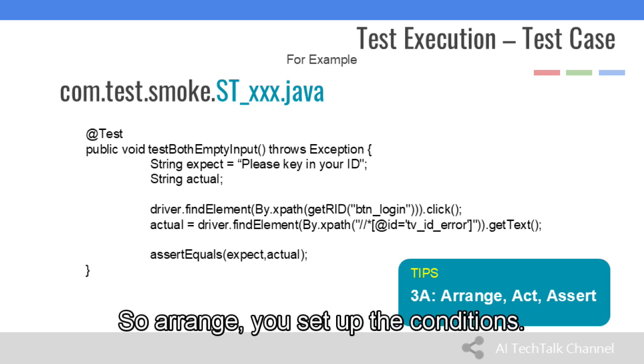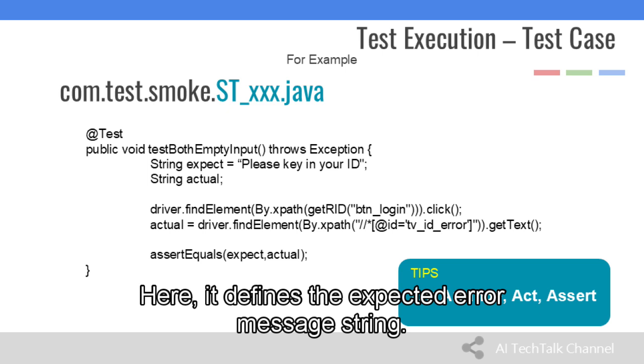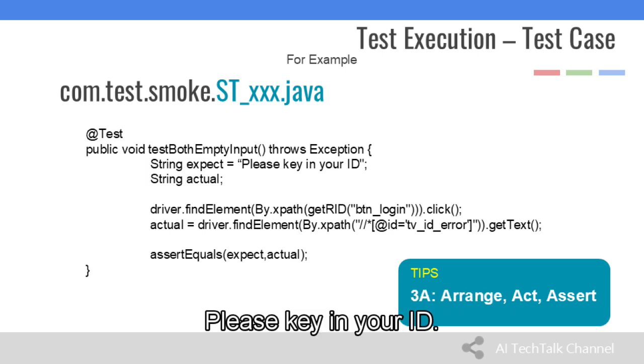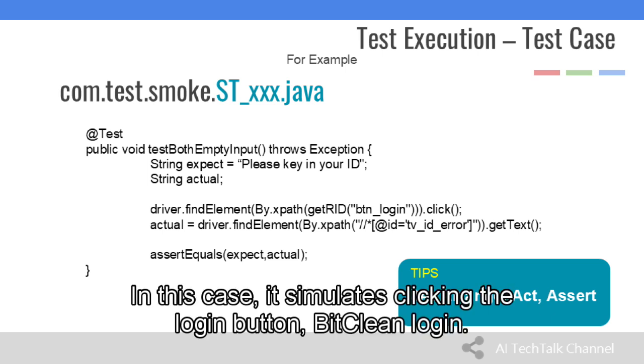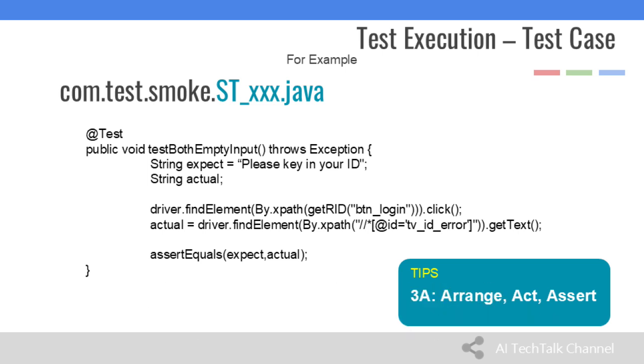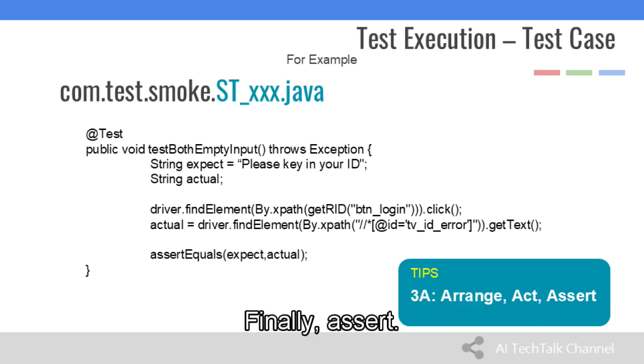So, arrange. You set up the conditions. Here, it defines the expected error message string. Please key in your ID. Got it. The expected result. Then act. You perform the action you want to test. In this case, it simulates clicking the login button, btnLogin. Probably found using XPath or some other locator. Okay, trigger the behavior.